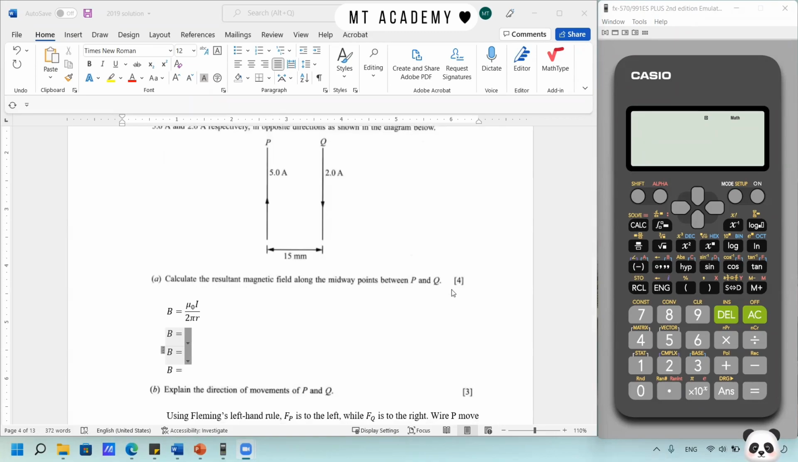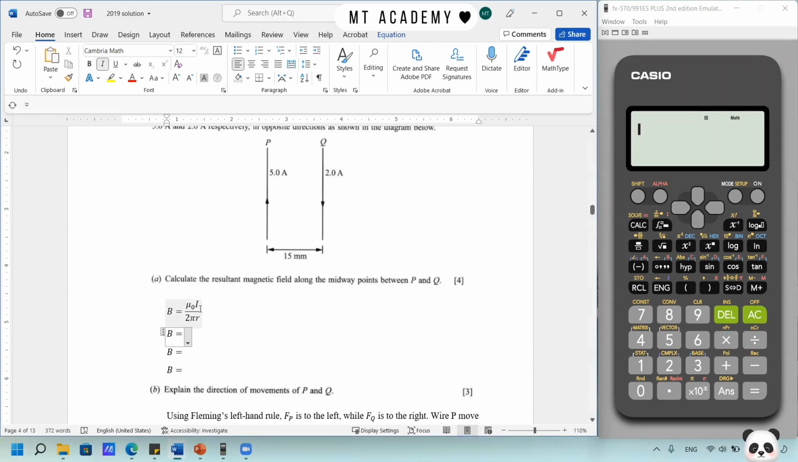In that chapter, we have learned how to derive the magnetic field using Ampere's law, and the magnetic field produced by a long straight conductor wire is given as mu naught I over 2 pi r. You can revise how to do the derivation. It's quite simple, so we will straight away use the formula for our discussion here.